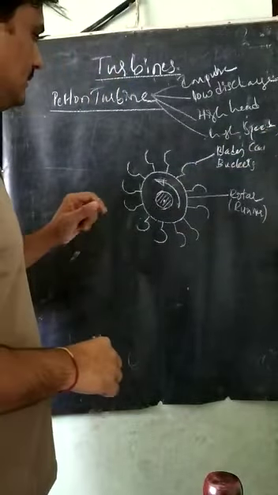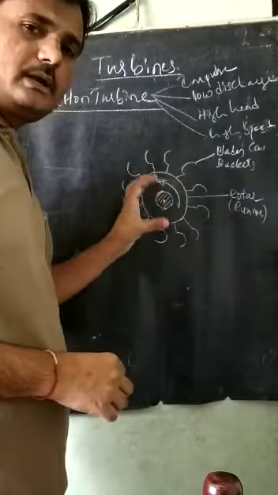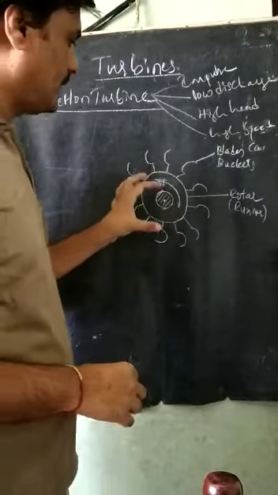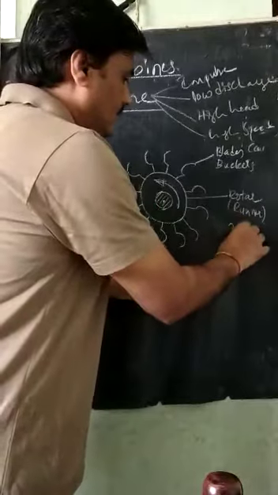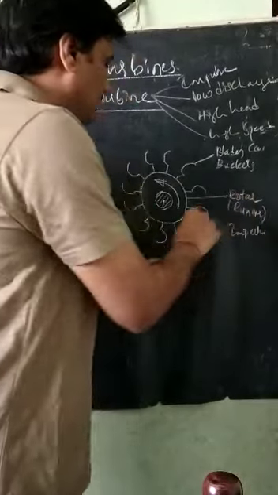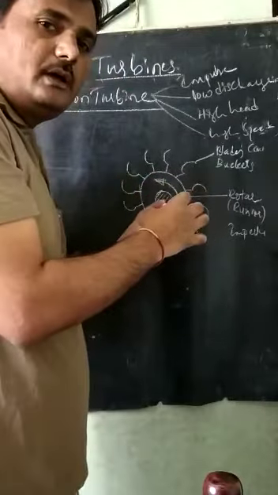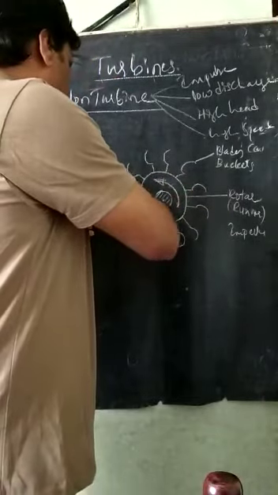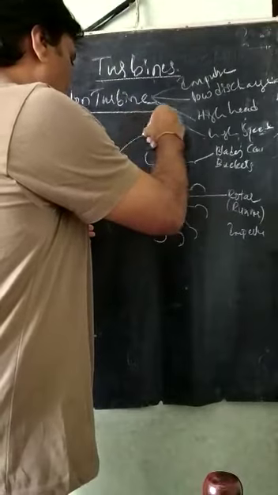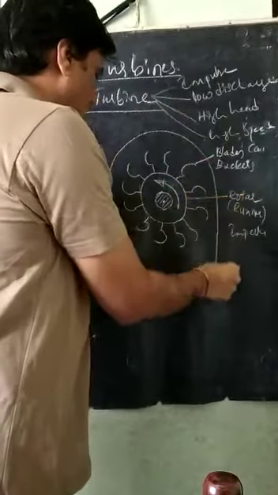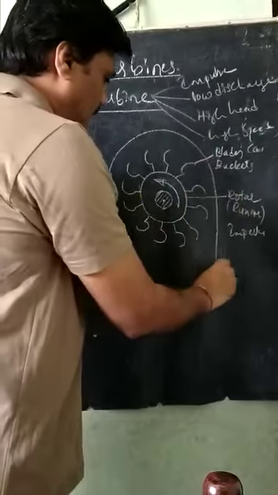This rotor and this setup is called the impeller. It is fixed and placed in a casing. That casing is a cover, and the impeller is placed in the cover like this.